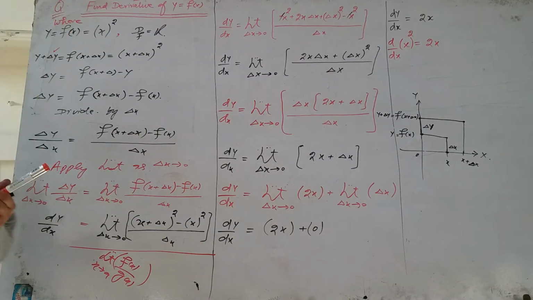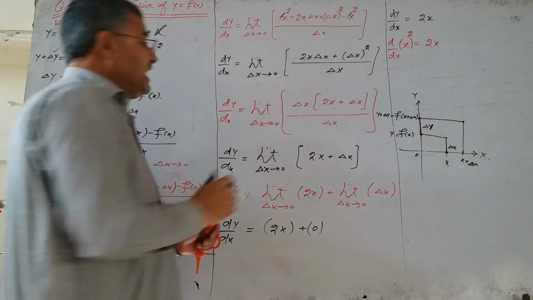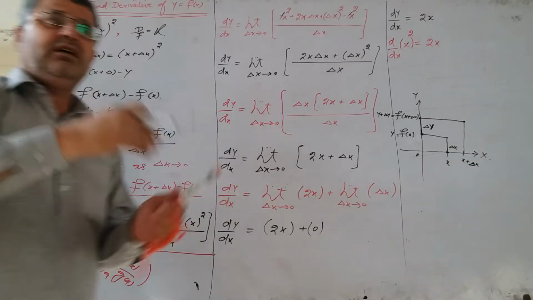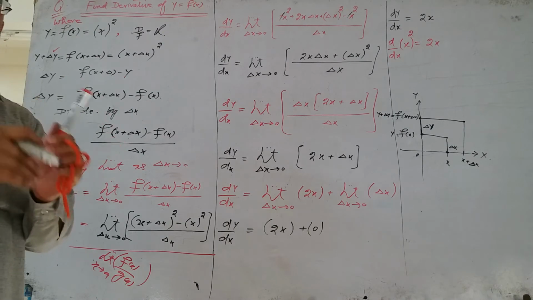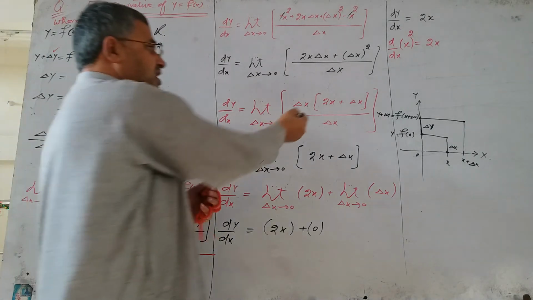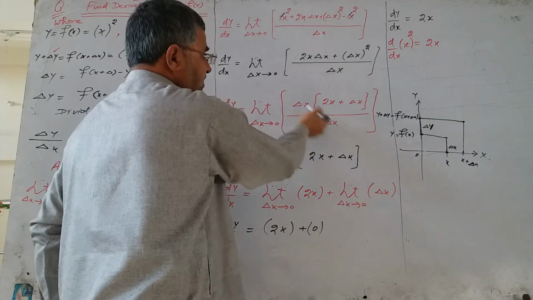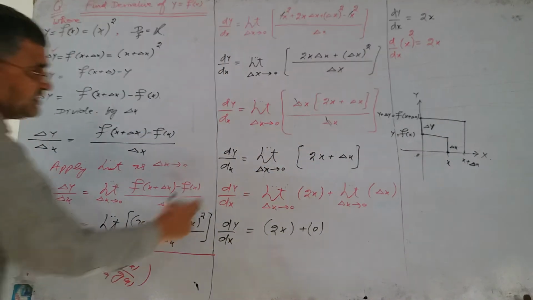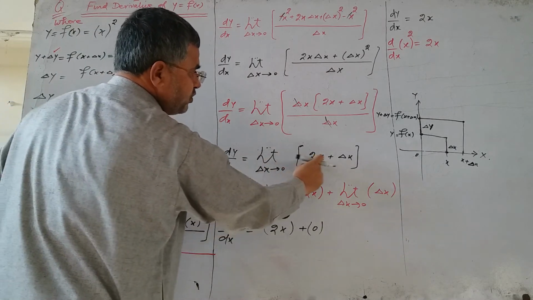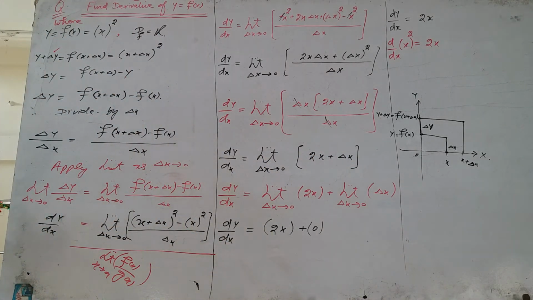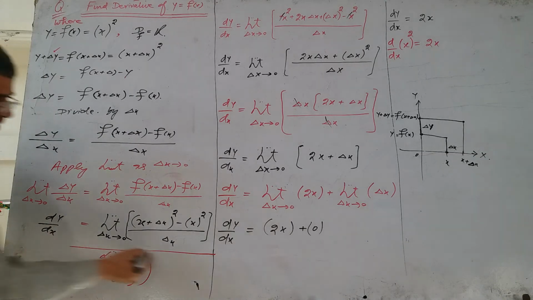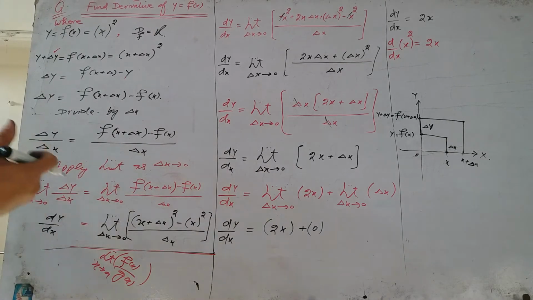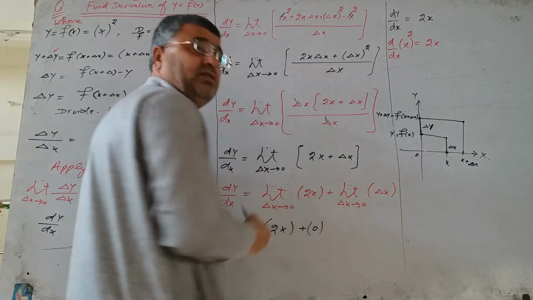Now we can simplify again: cancel del x in the numerator with del x in the denominator. The last result, the simplest form of this function, is the limit as del x tends to 0 of 2x plus del x. Now we can apply the limit to calculate the limit of this function.